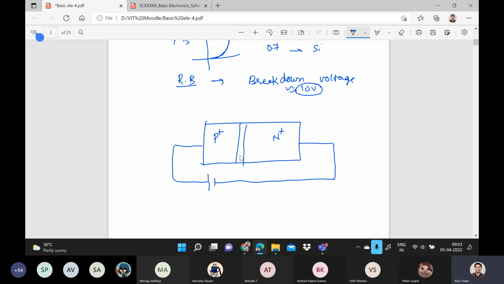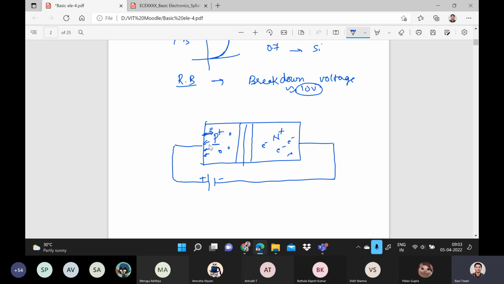There are immobile ions there, right? If you apply positive here and negative here, what will happen? In the P plus, which carrier will be in majority, holes or electrons? In P plus, it will be holes, okay? And in N plus, it will be electrons. So what will happen? This positive terminal of the battery will attract the holes like this.